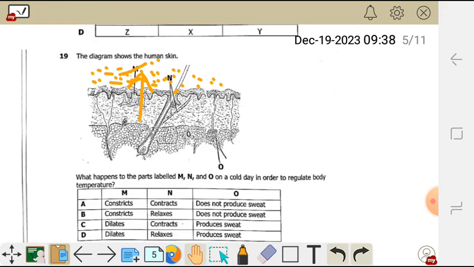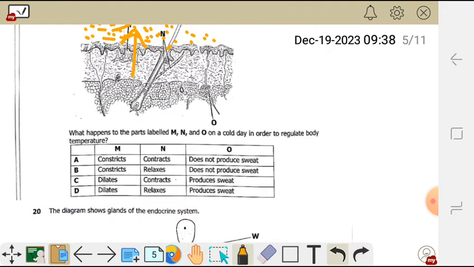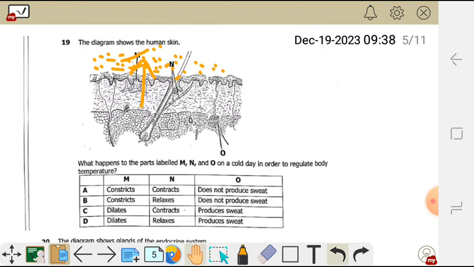So let's see our options here. What happens to the parts labeled M, N, and O on a cold day in order to regulate the body temperature? M should constrict, as we have already said. Then N should contract, for the hair to stand firm, to trap a layer of air, which will act as a bad conductor. And then O does not produce sweat.